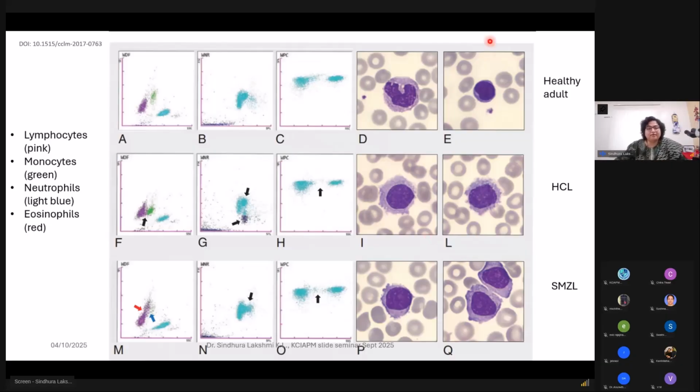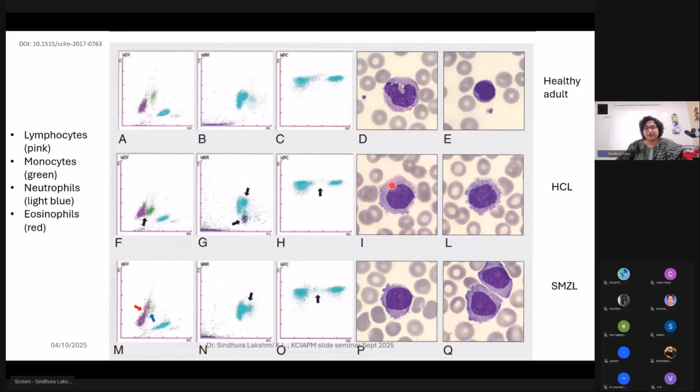So if you look at this, you can see that this is the healthy adult. You see the lymphocytes and the monocytes in green here and the neutrophils in light blue. Whereas here you can see that there is a dual peak over here and double population in the monocyte region. This is the reason that you will see a spurious monocytosis on the cell counter report.